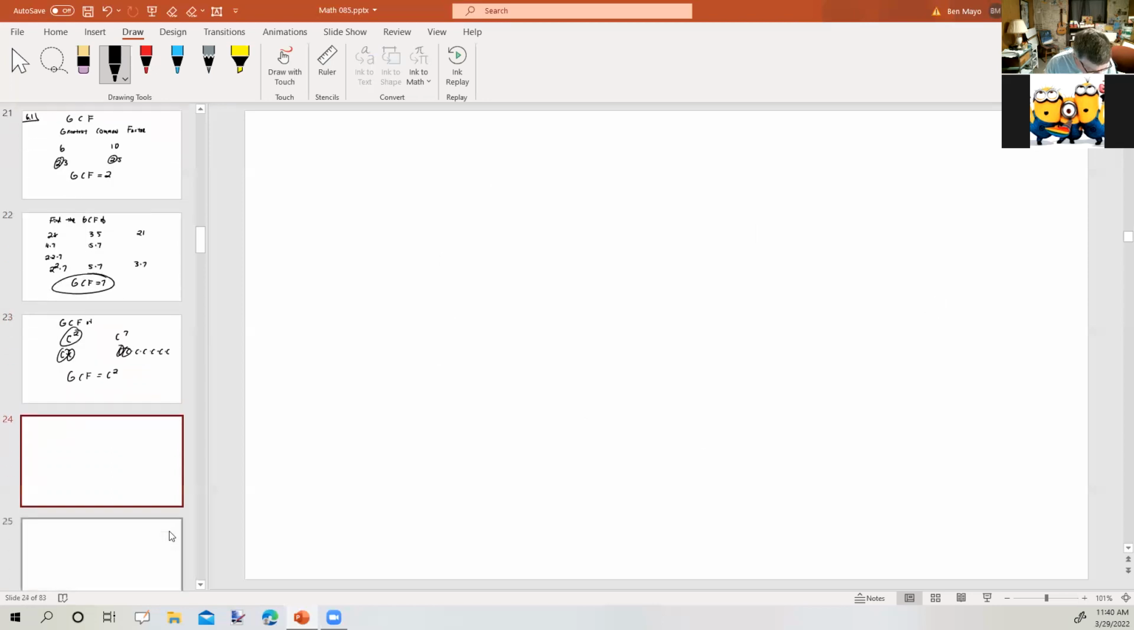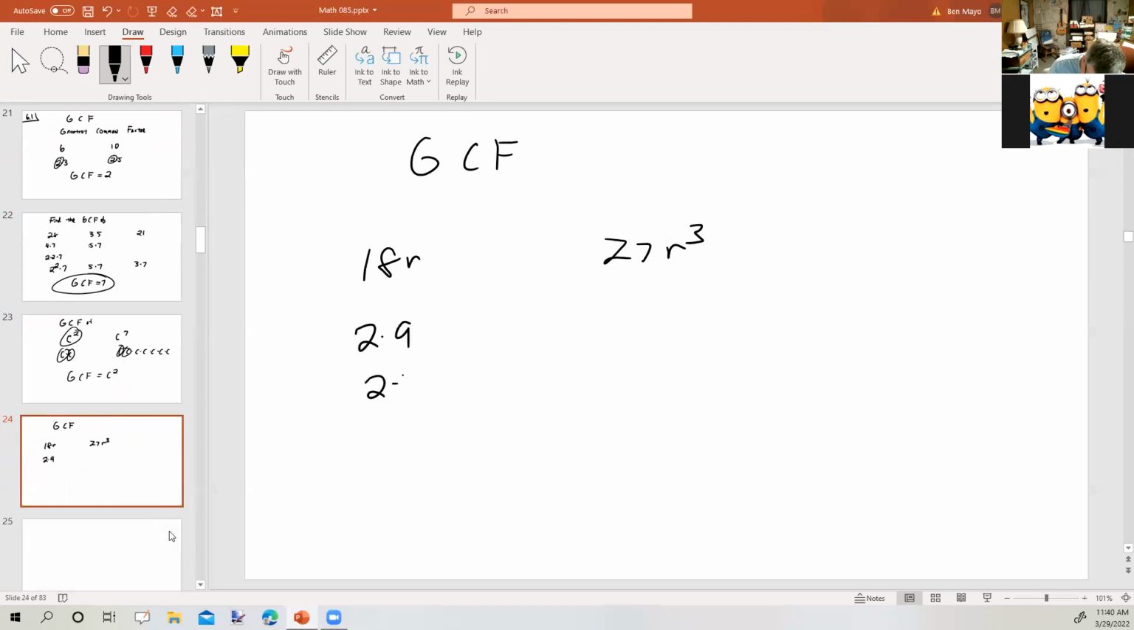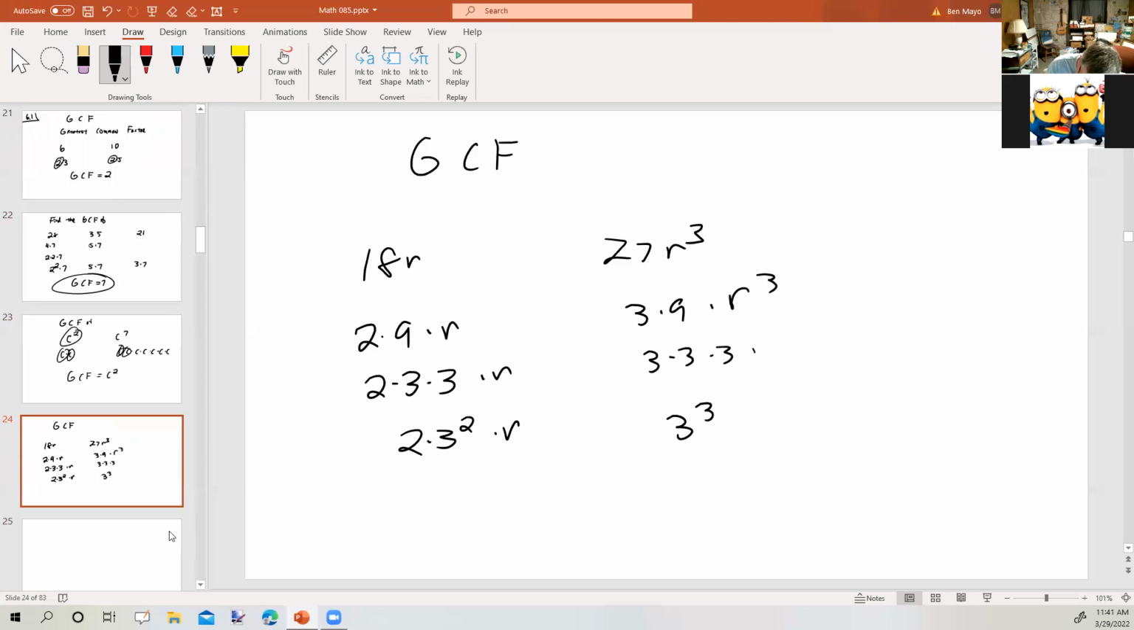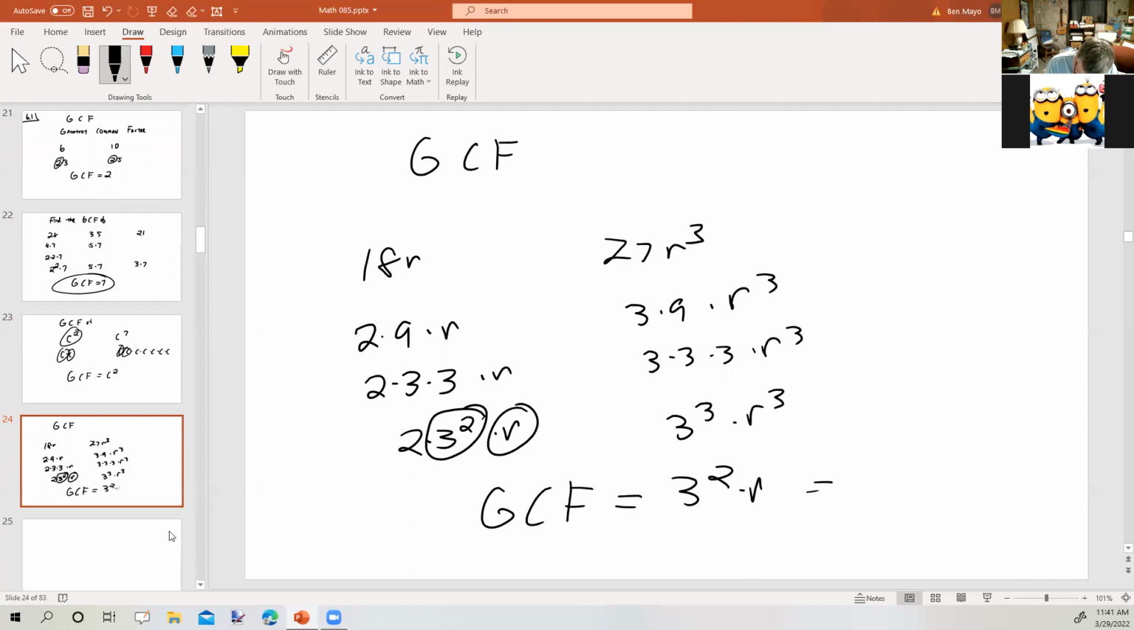Okay, how about this? Find the greatest common factor of 18r and 27r cubed. Well, 18 is 2 times 9, or 2 times 3 times 3, or 2 times 3 squared, and then times r. 27 is 3 times 9, or 3 times 3 times 3, or 3 cubed times r cubed. So they don't both share a factor of a 2. They do both share factors of 3. So we take the lowest power, because they both have 3 squared, they don't both have 3 cubed, and then the lowest power of the variable. So the greatest common factor is 3 squared times r, or 9r.